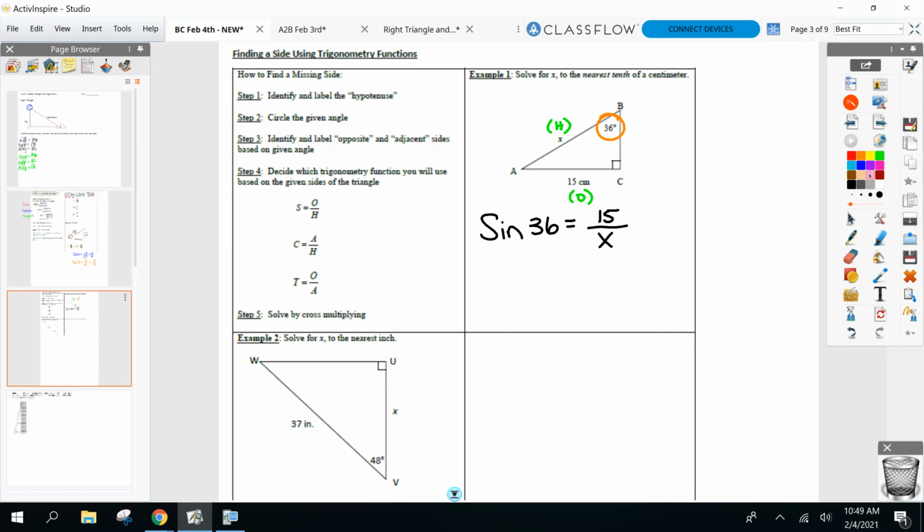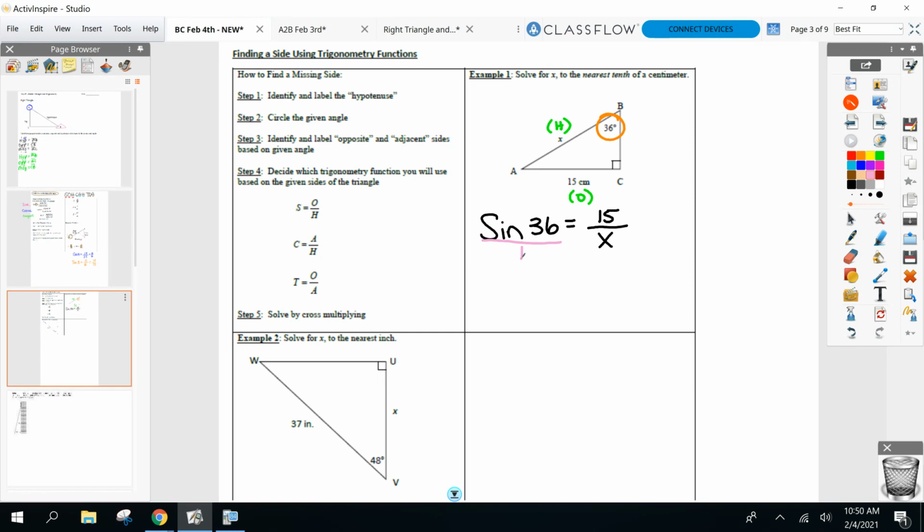How do I solve this for x? Here's my suggestion. Remember, sine of 36, even though it's not showing, it's over 1. I think we solved a bunch of these last unit, didn't we? This is a proportion. Anybody at home, how do I solve a proportion these days? Cross multiply. Let's do it.